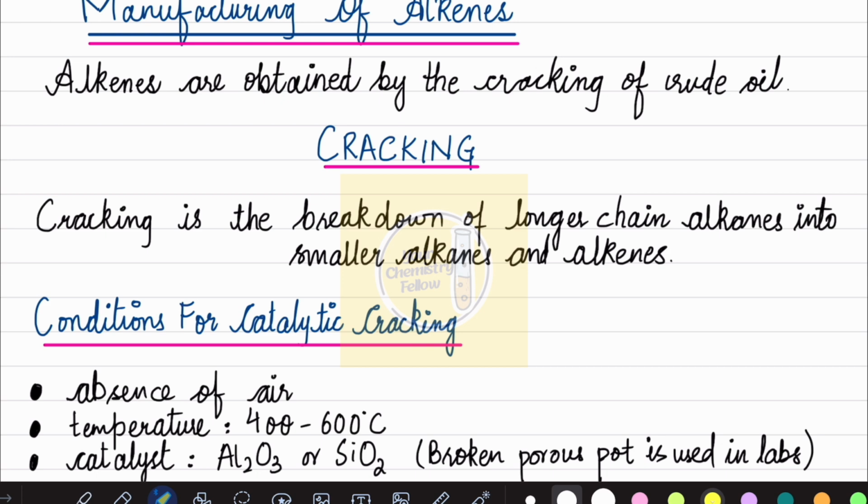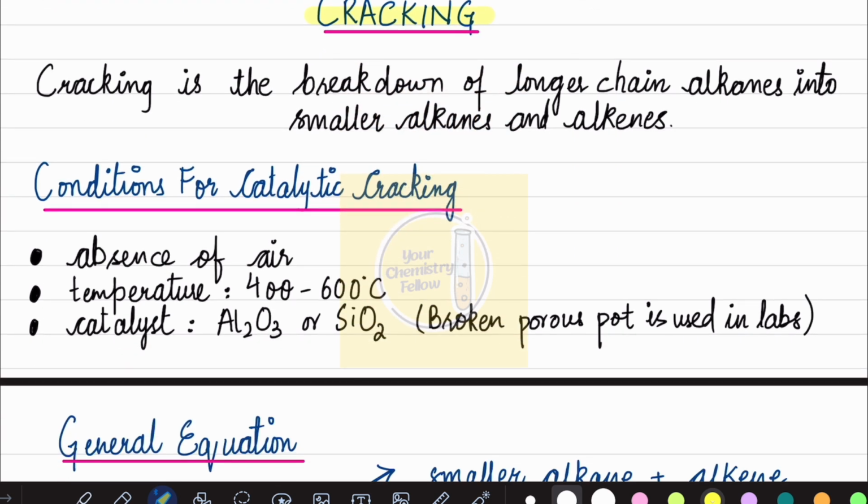This is all about the physical properties. Now, manufacturing of alkenes on an industrial scale. Alkenes are obtained by the cracking of crude oil. So cracking is done industrially to produce alkenes. As the name shows, cracking means to crack down or to break down. Its definition is the breakdown of longer chain alkanes into smaller alkanes and alkenes.